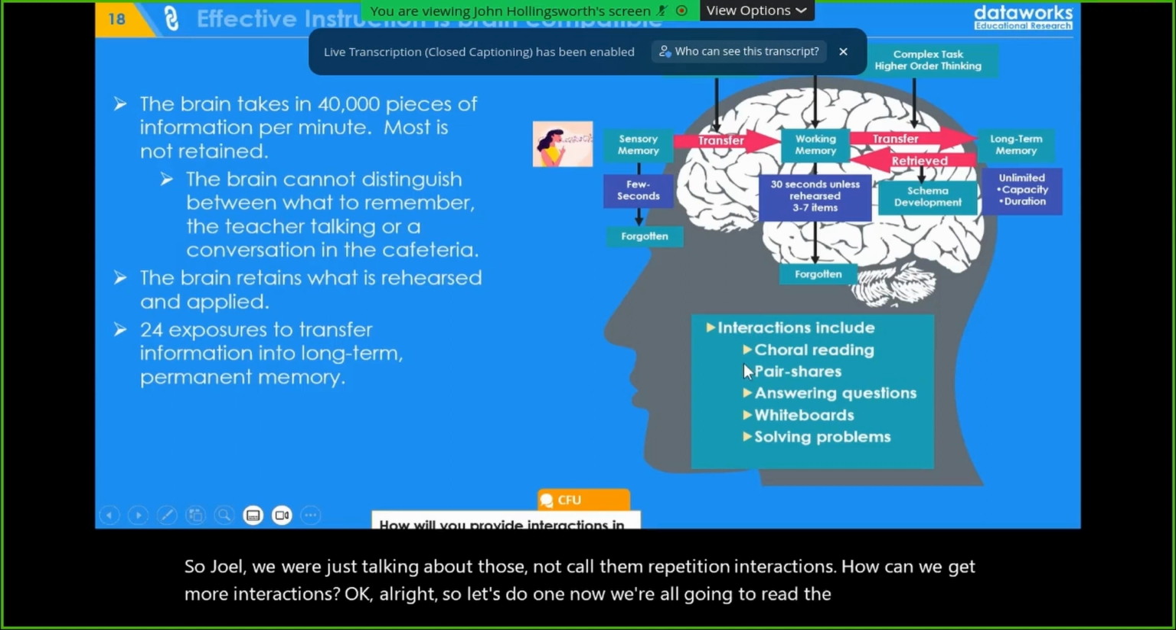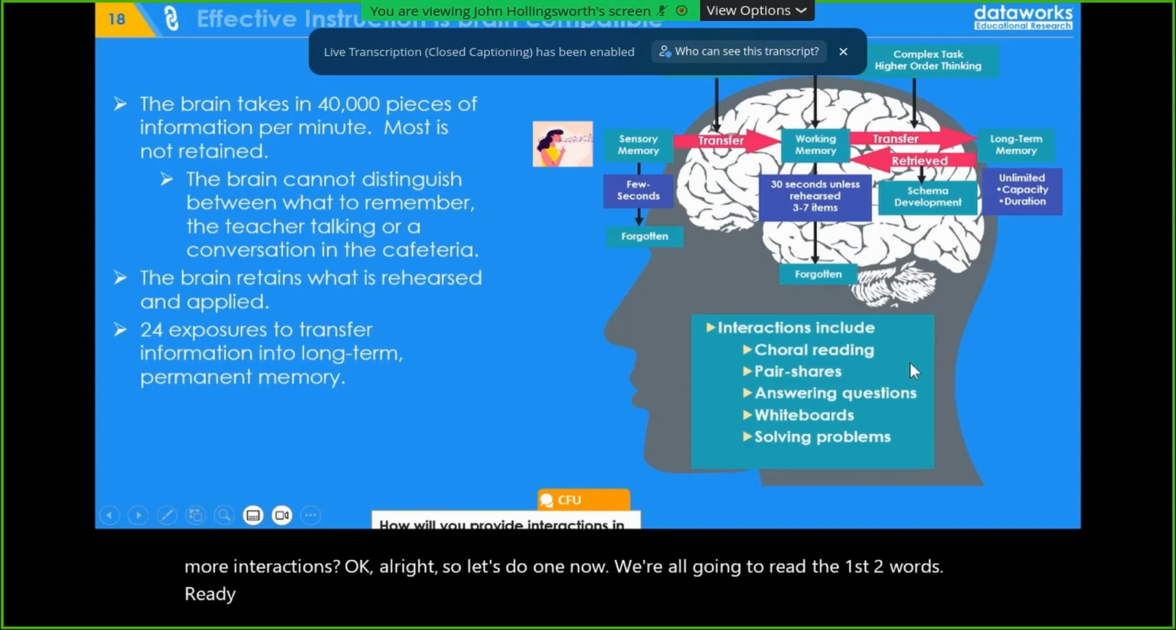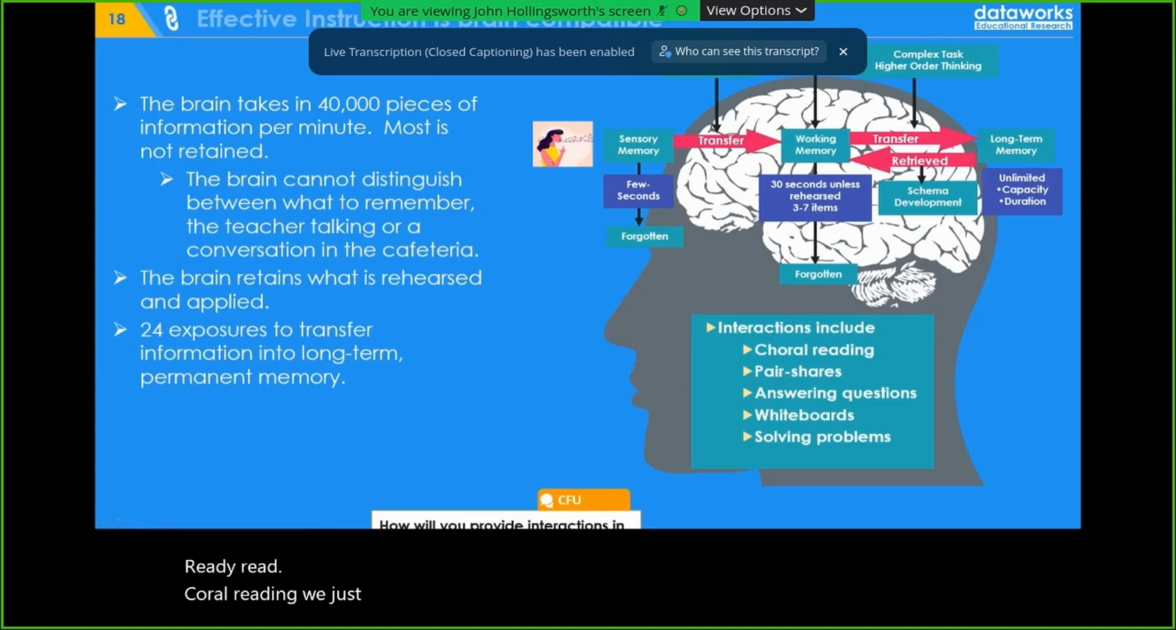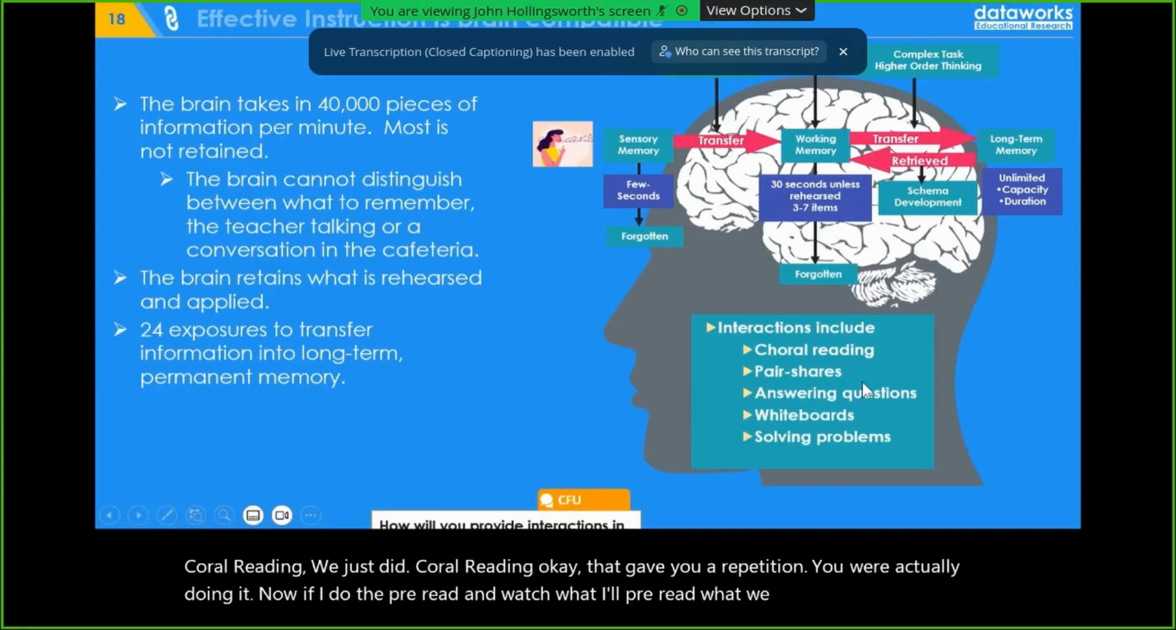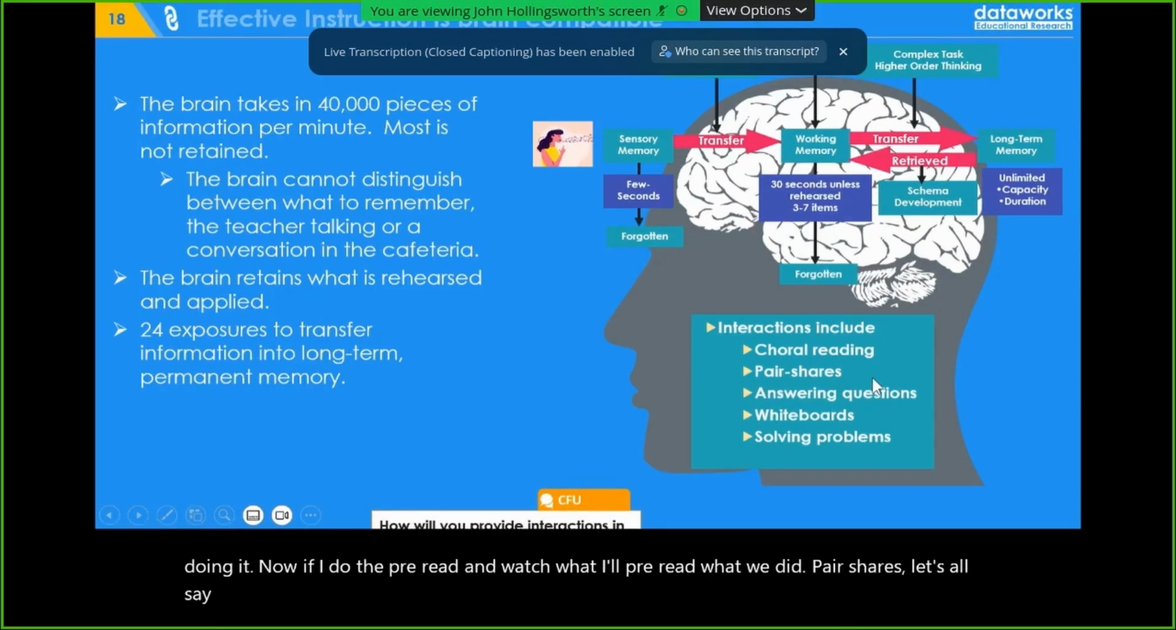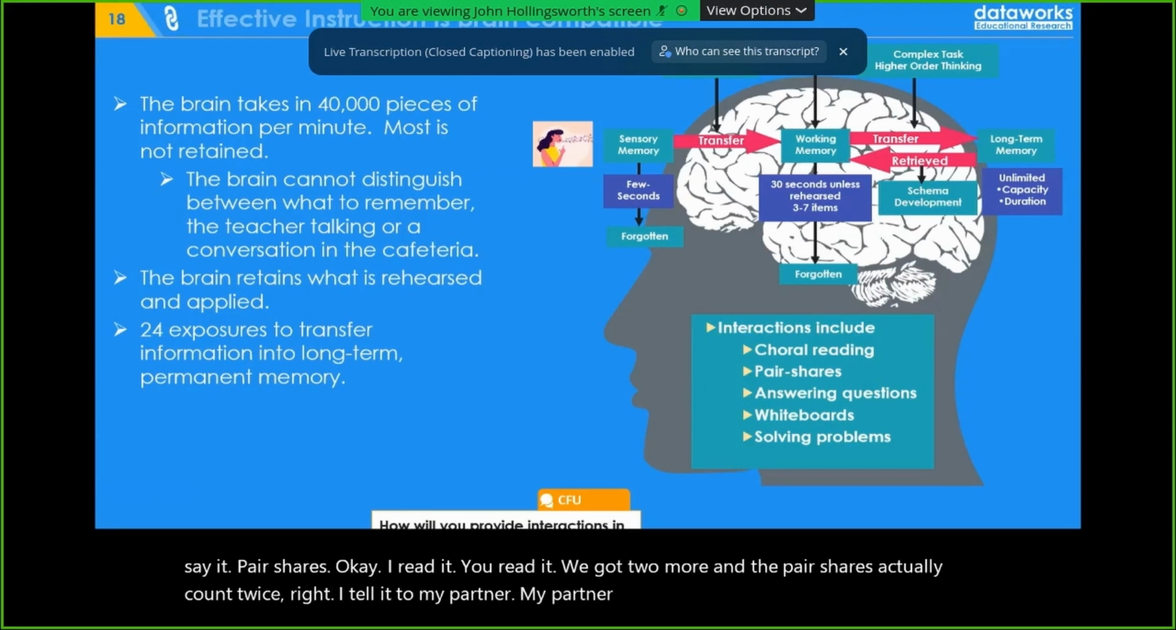All right, so let's do one now. We're all going to read the first two words. Ready? Read. Choral reading. We just did choral reading, okay? That gave you a repetition. You were actually doing it. Now, if I do the pre-read, now watch, I'll pre-read and we'll read together. Pair shares. Let's all say it. Pair shares. Okay, I read it, you read it.